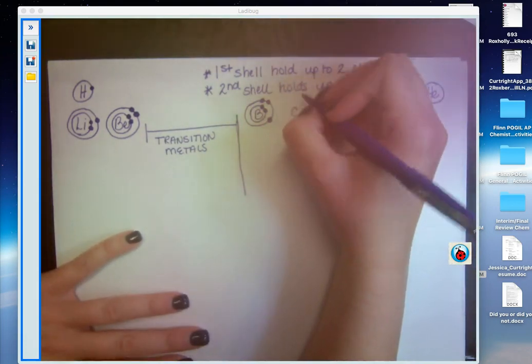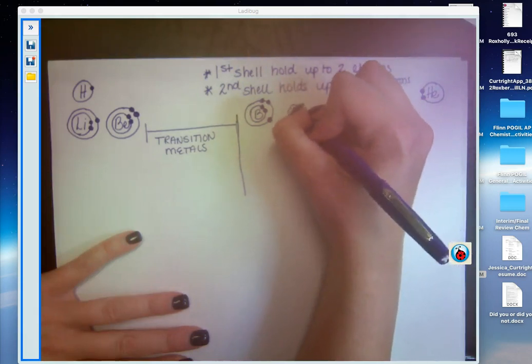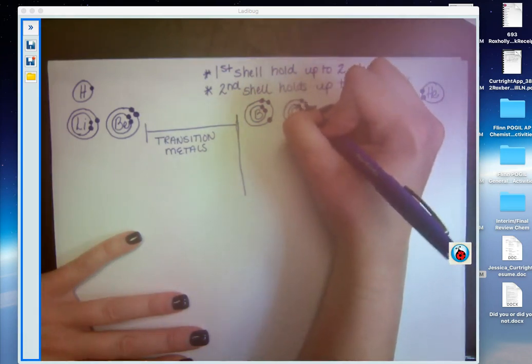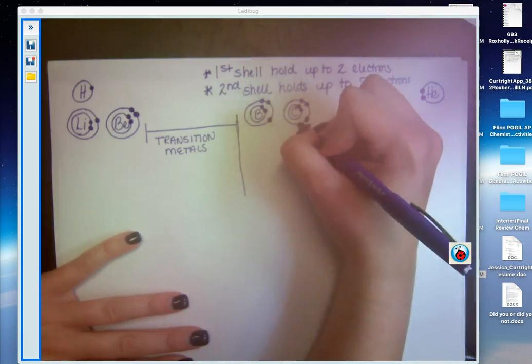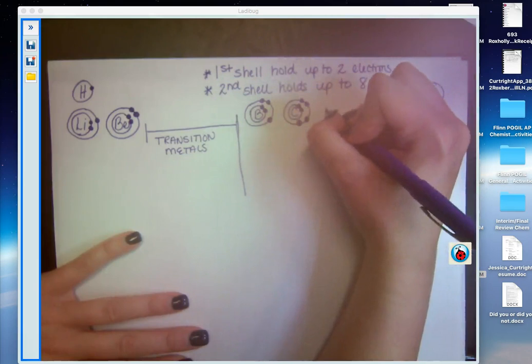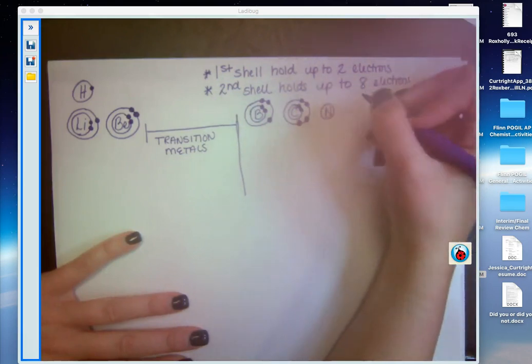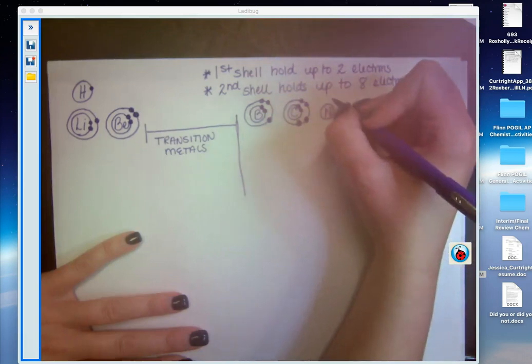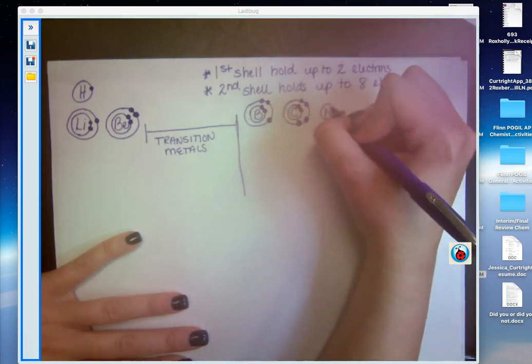The next one is carbon. Atomic number 6. So 1, 2, that shell is full. So go to another shell. 3, 4, 5, 6. Then nitrogen. Yes, I'm doing this whole row, so if you're working ahead of me, go ahead. Nitrogen has 7, so that's going to be 2 on the first shell.